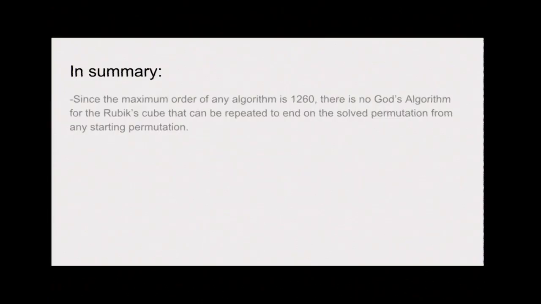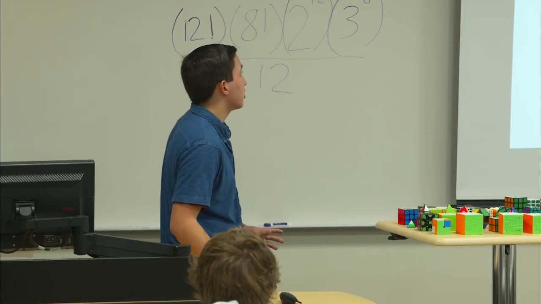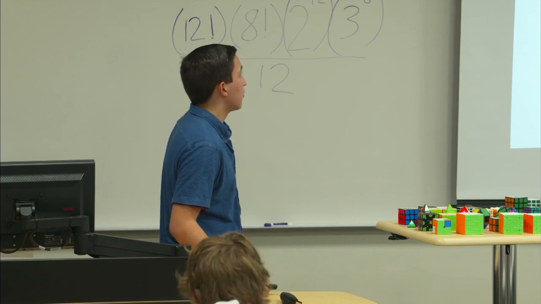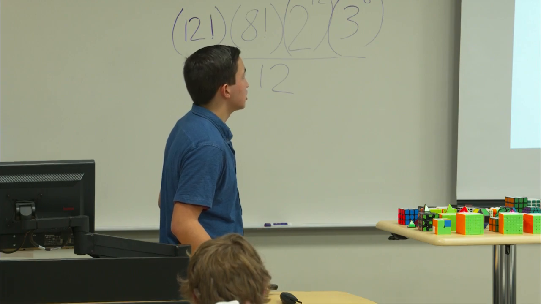So in summary, since the maximum order of any algorithm is 1,260, there's no God's algorithm for the Rubik's Cube that can be repeated to end on the solved permutation from any other permutation. So that was our first definition, right? We wanted an integer amount of repeats to arrive at the solved permutation. That definition can't exist. It just can't.